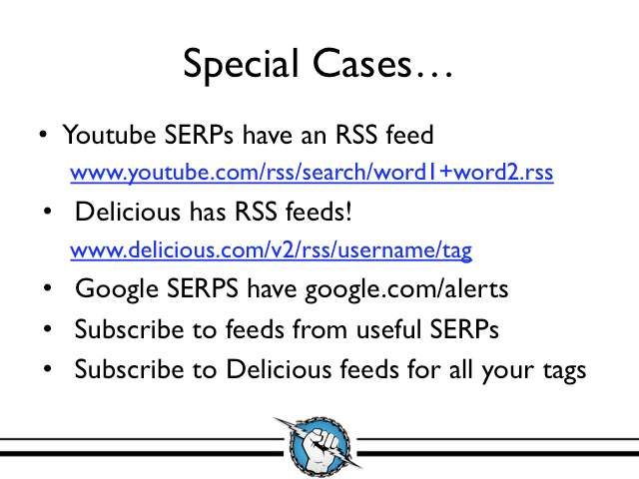Delicious has RSS feeds, so you just go to delicious.com/v2/rss/the username and then /the tag, so /nicebloggy/story.